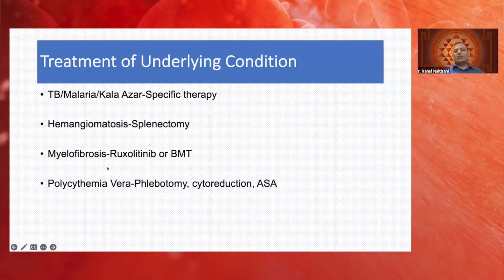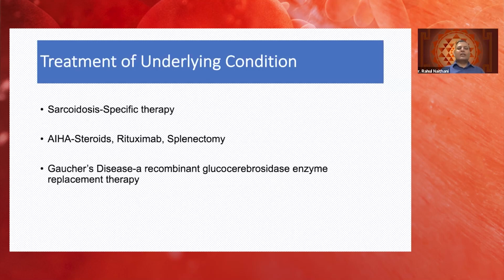Myelofibrosis, we give Jakavi or ruxolitinib, or in younger patient or high-risk myelofibrosis, you do an allogenic bone marrow transplant. If somebody has polycythemia vera, routine phlebotomies, aspirin, and cytoreduction when indicated. Splenomegaly generally will not go away with phlebotomy. This is where you will have to add hydroxyurea to reduce the spleen size. Sarcoidosis, again, depending upon which system is affected, you do that, and then steroids.